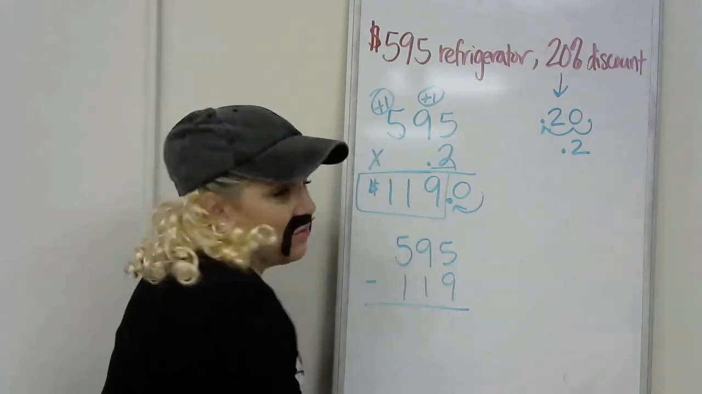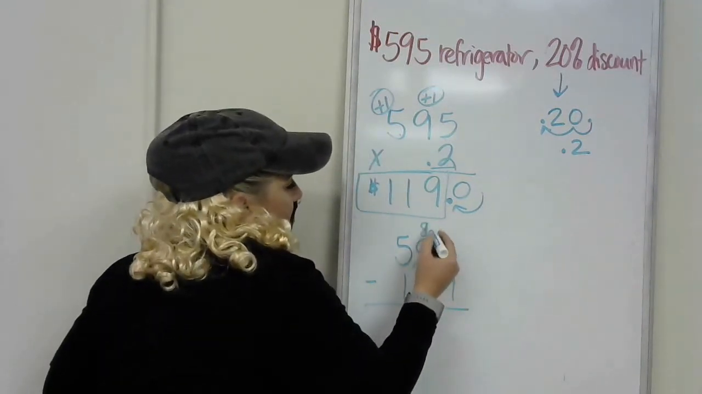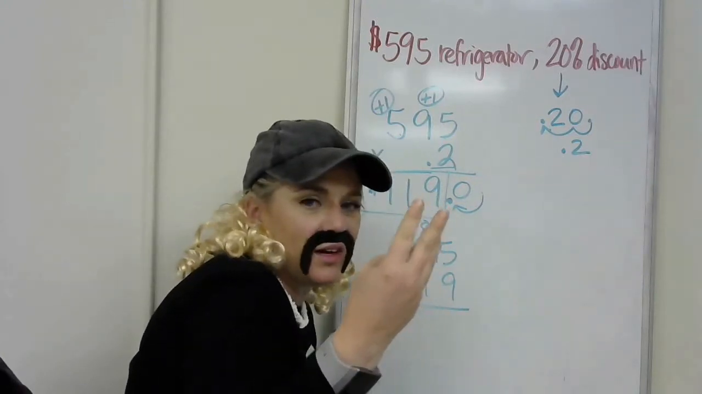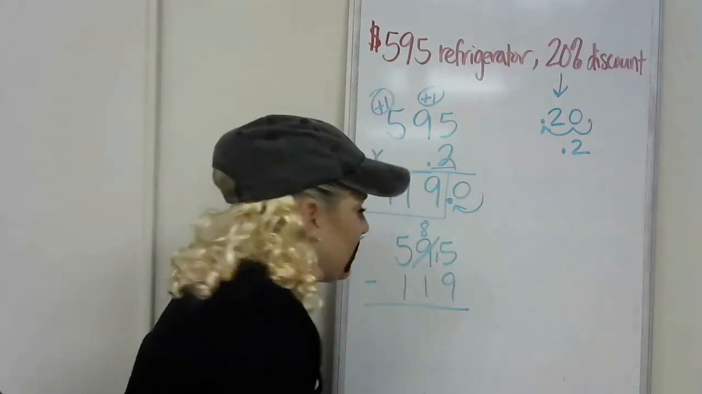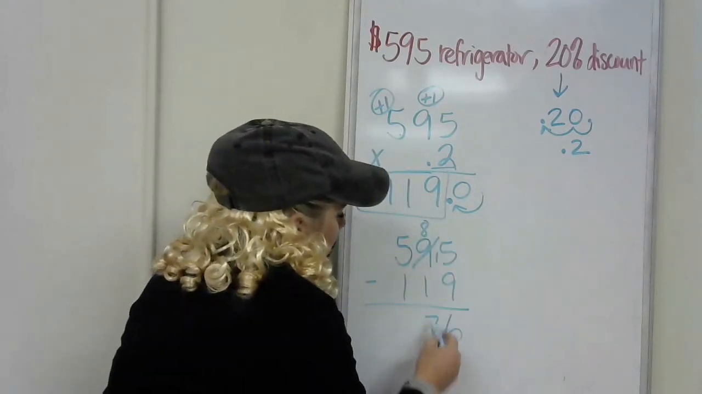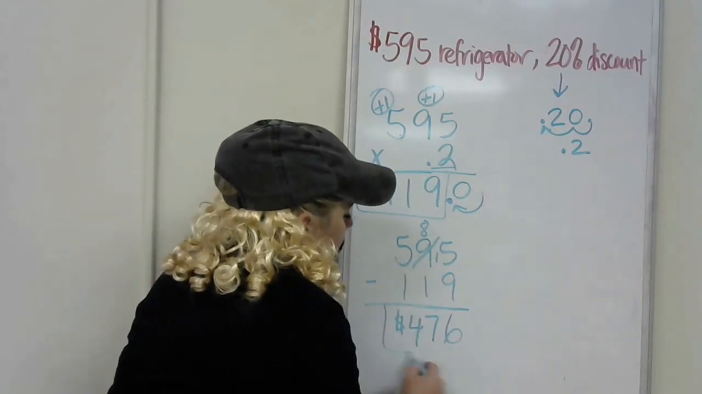All right, just like a while ago, there's more on this floor. I got to go next door and get 10 more. That becomes 8, and this becomes 15. 9, 10, 11, 12, 13, 14, 15, 6. All right, and 8 minus 1 is 7, and 5 minus 1 is 4. So we're getting this refrigerator for $476.